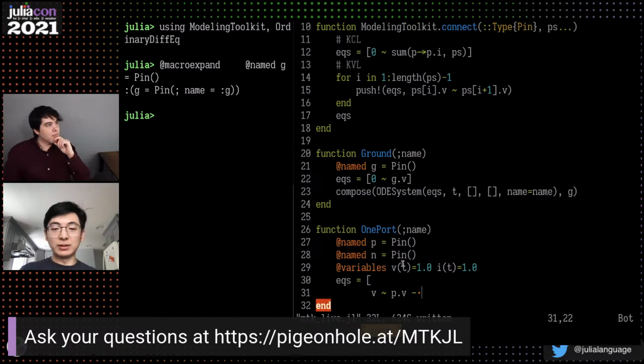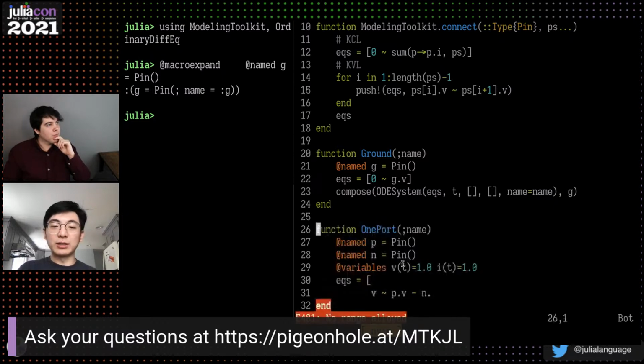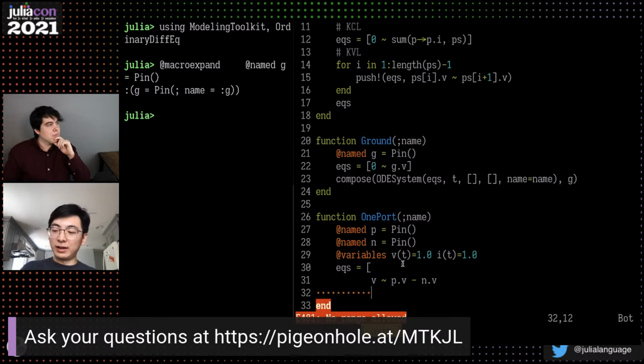P.V minus. So one port is in some sense an abstraction of all the simple electrical components. So this basically only declares the boundary conditions. For simple electrical components, the voltage of this component is going to be the voltage drop between the positive terminal and the negative terminal, right?